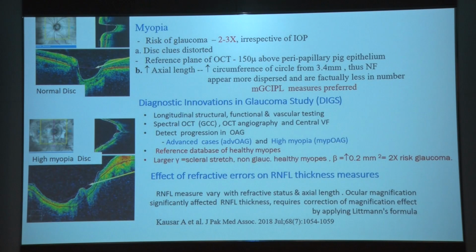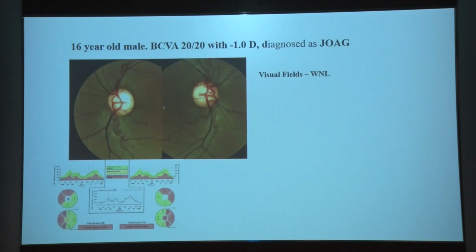on the site. So myopia, the last two slides are on the DIG study. This is a new study which has come up, which talks about the diagnostic innovations in glaucoma study that talks about the reference database of healthy myopes, and that talks about the gamma zone where the BMO is missing. And gamma zone is not that linked with glaucoma as is with beta zone.